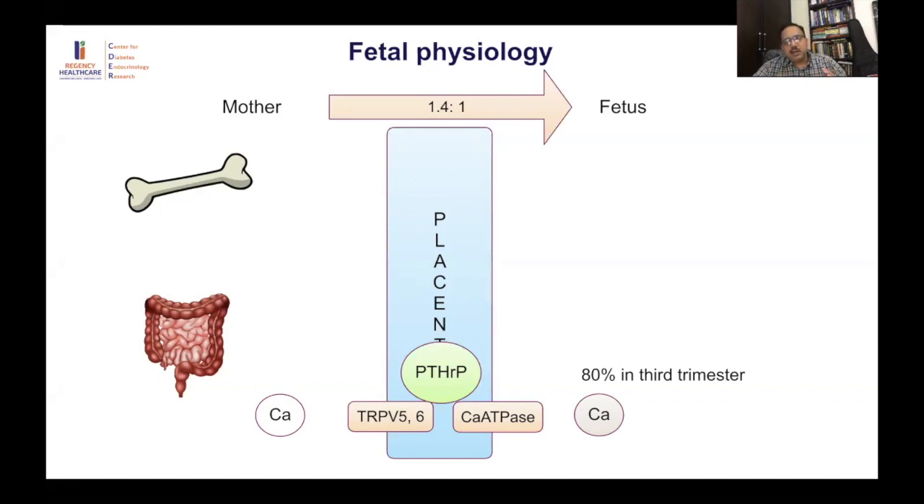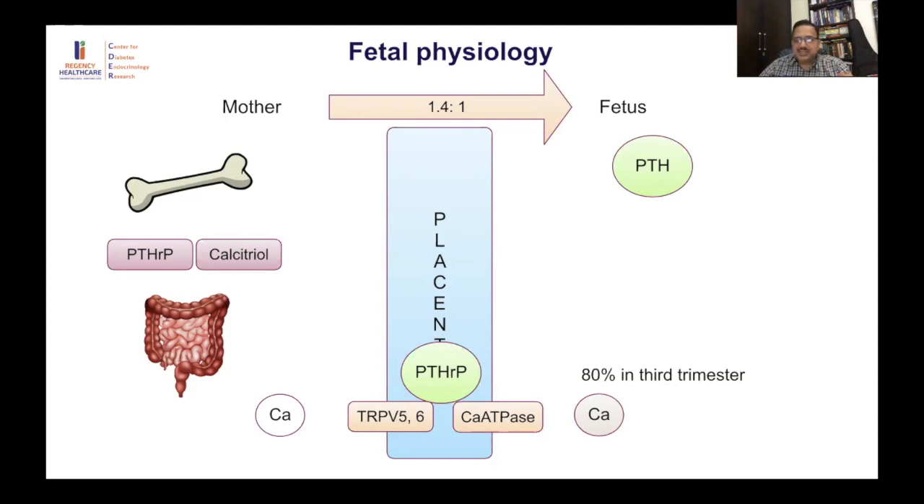So basically what is happening is that in pregnancy, the mother's calcium absorption and calcium resorption from bone is increased, and this calcium goes to the fetus. And again, PTH-RP plays an important role, which is mainly produced at the level of the placenta. So there is a very minimal role of parathyroid hormone and vitamin D in fetal transport.